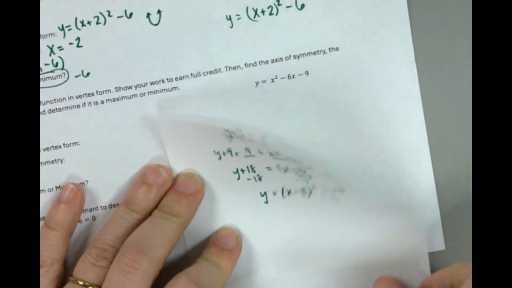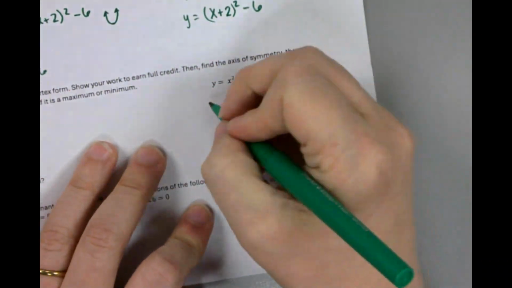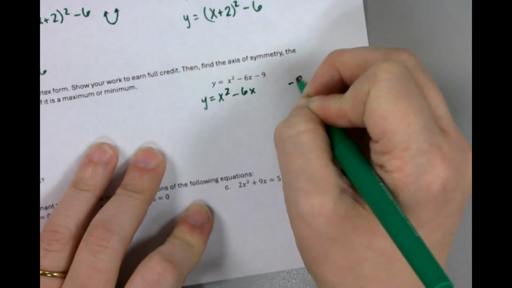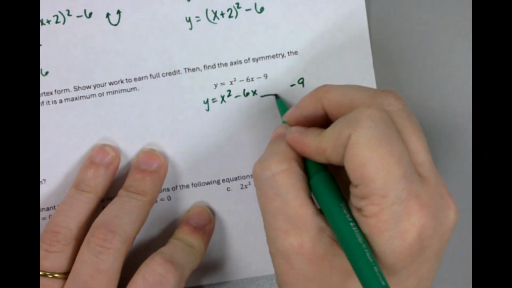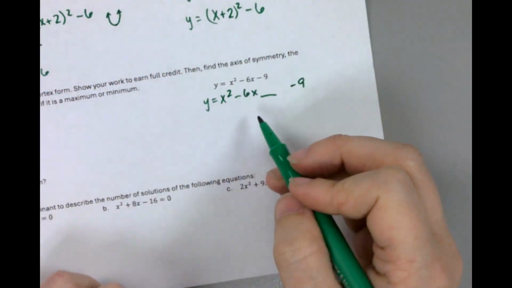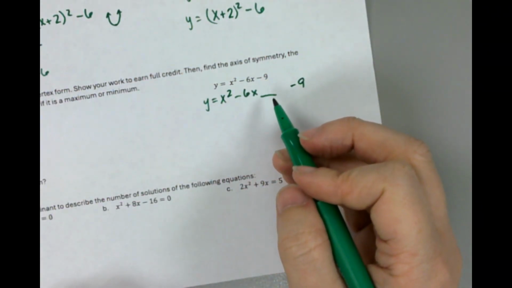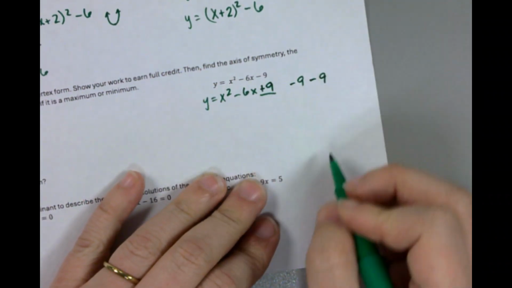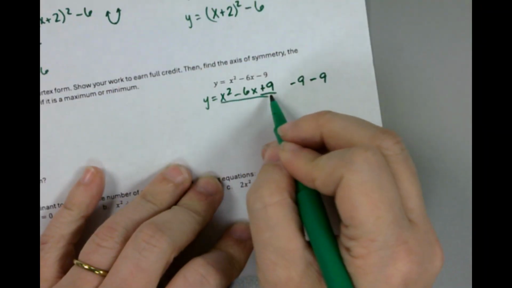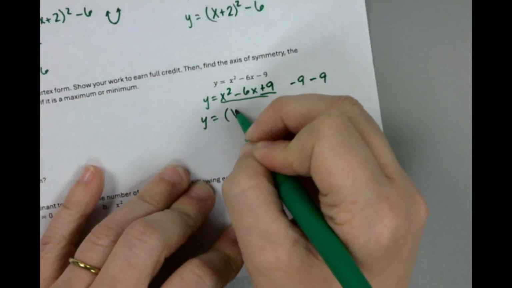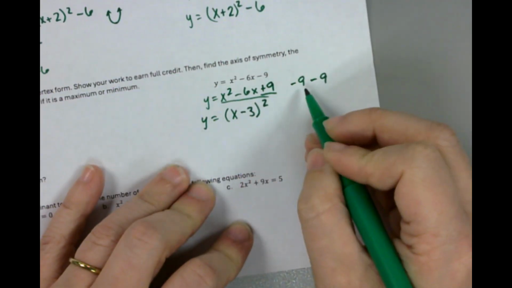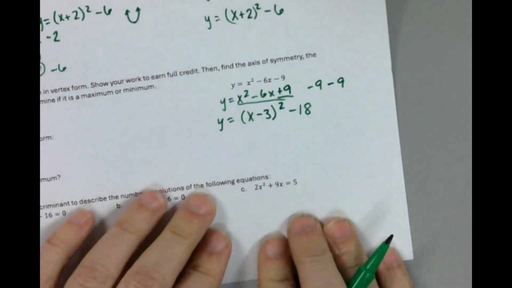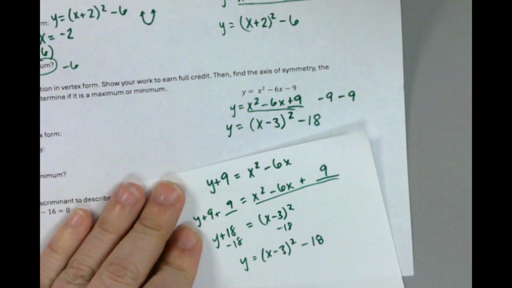My students, we just slid the -9 over. We still cut the -6 in half, we get -3. We square it, we get +9, so we're going to add 9 and subtract 9 on the end. This is our perfect square trinomial. So we have x minus 3 squared, and then -9 minus 9 is -18. Either way, you see we get to the same answer regardless.